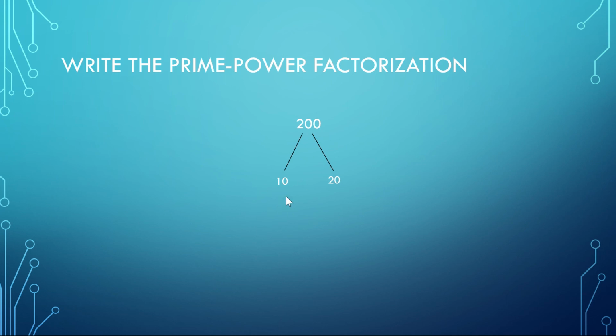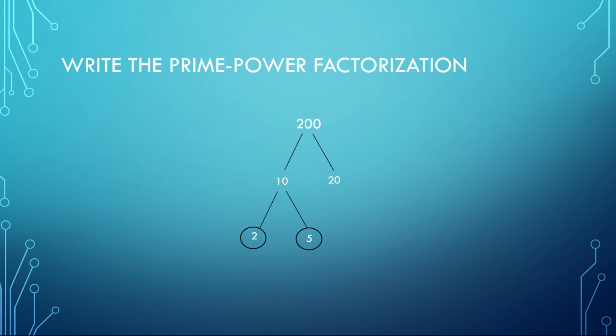So let's move on with 10. We have to write that as the product of primes. So we can rewrite 10 as 2 times 5, and both of those are primes. So we can circle those, and we can stop there for that section of the factor tree, okay? Let's move on to 20 right here.